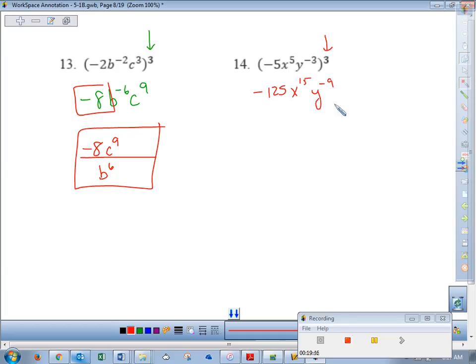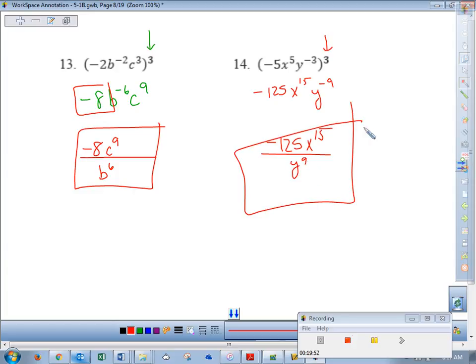Correct? Then change in houses. Negative 125 stays, x to the 15 stays, y to the negative 9th moves. It becomes y to the positive 9th downtown. Cool.